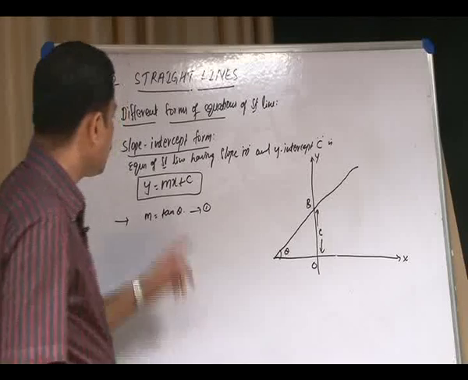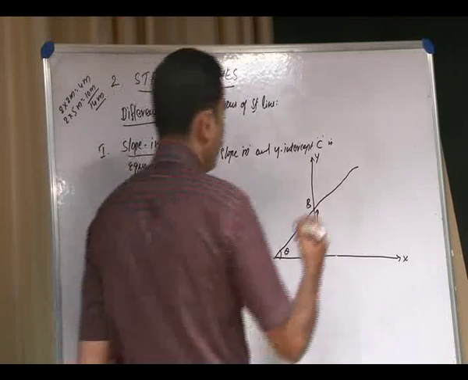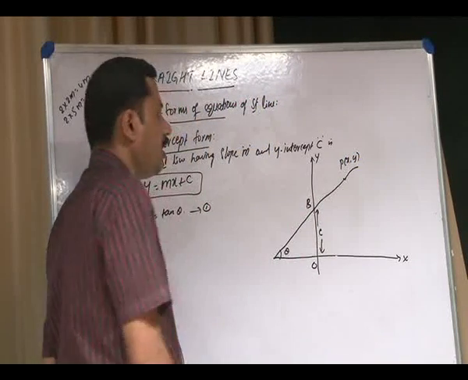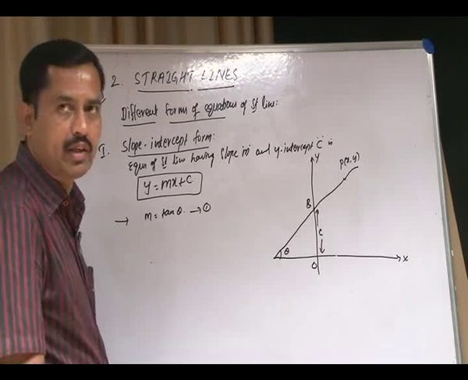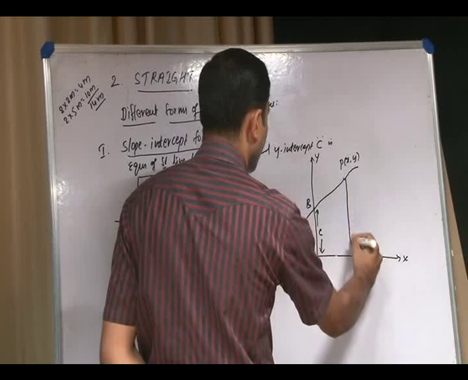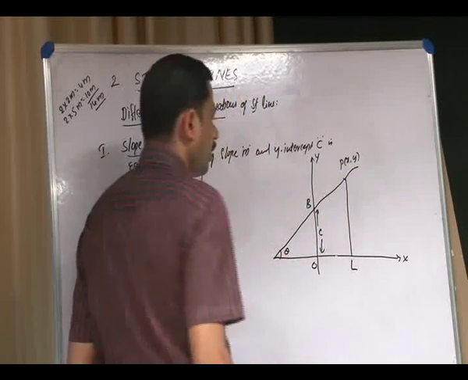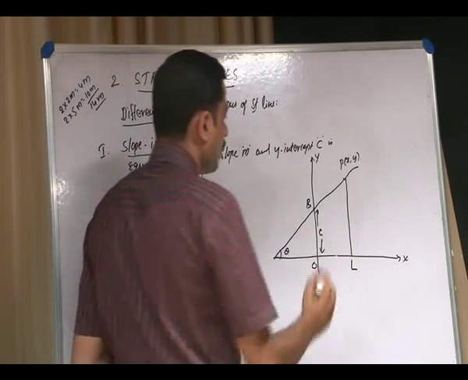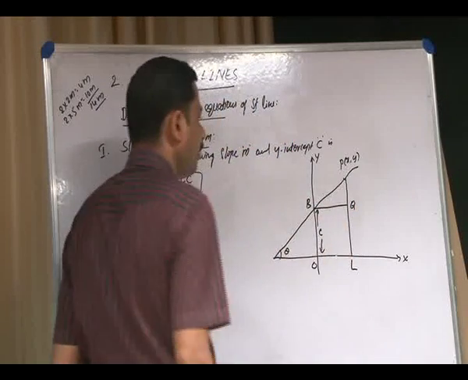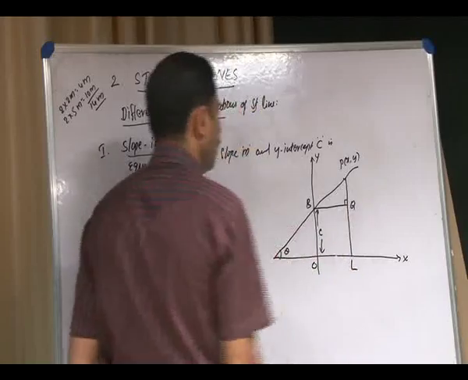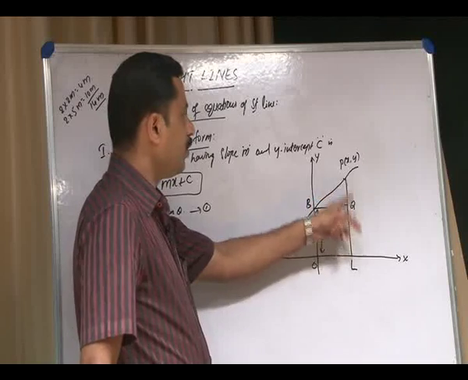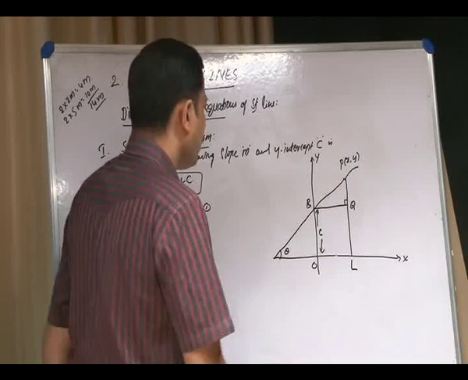So here to derive this equation, I am going to consider any point P (x, y) on the straight line. Then draw PL perpendicular to x axis and also draw PQ perpendicular to line PL. So then from the figure it is clear that BQP is a right angle triangle.